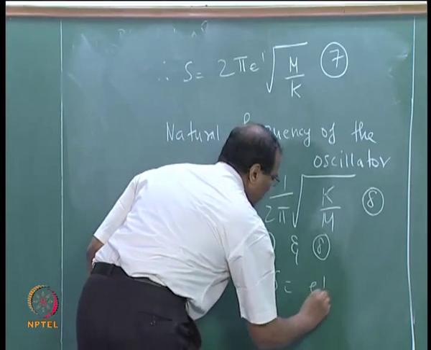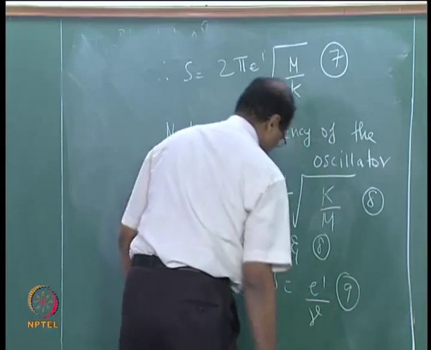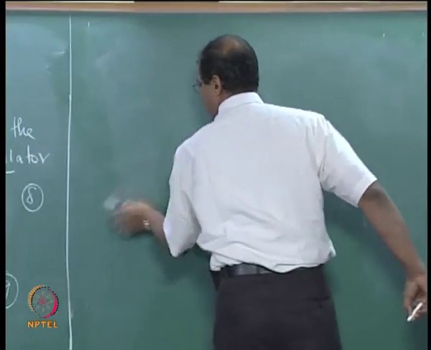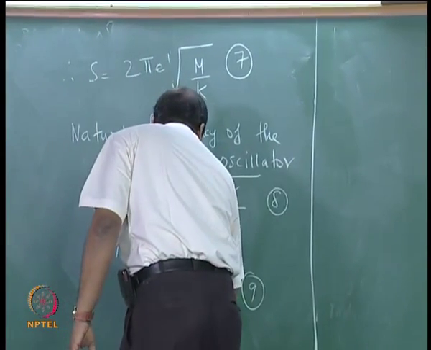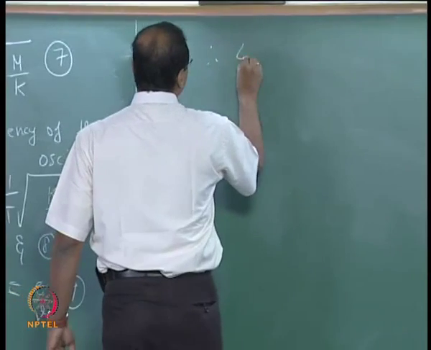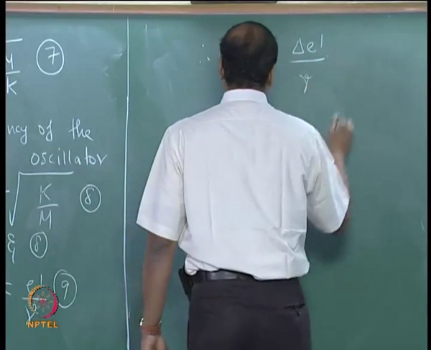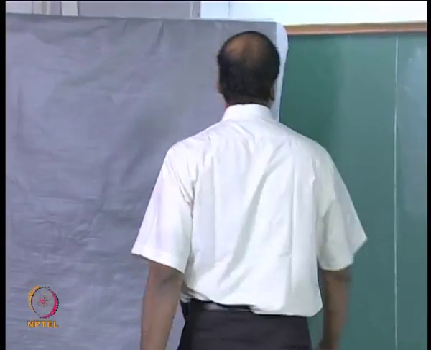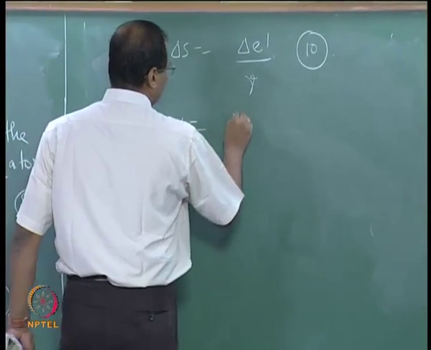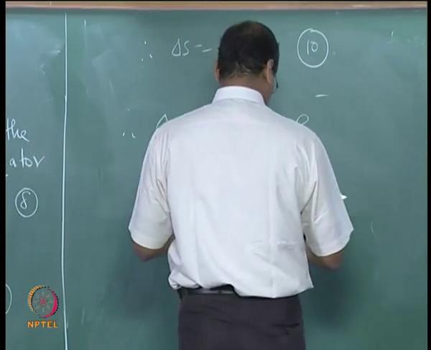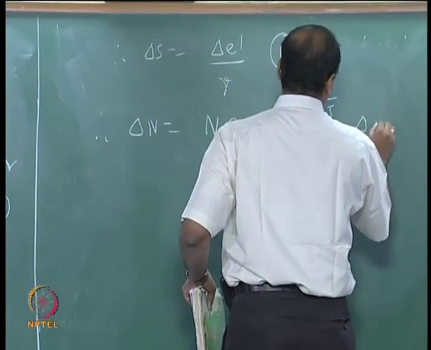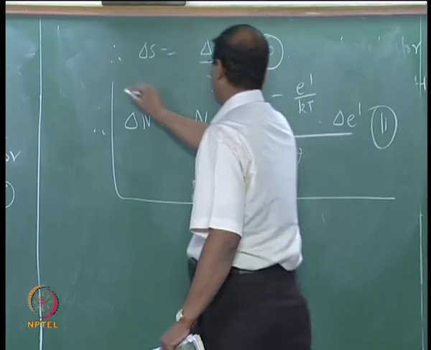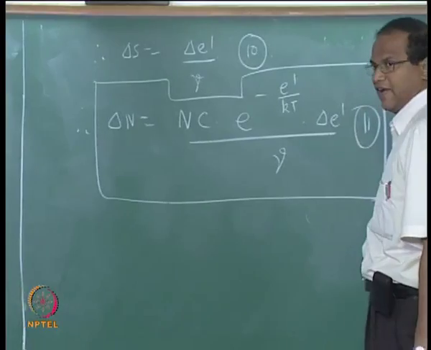Therefore, delta S will be... so getting back to our expression for delta n, therefore delta n will be n C e to the power of minus E dash by kT. Yeah, this is a very important intermediate result we have. Please correct me if I made some mistake. I think it's fine, right? Okay.